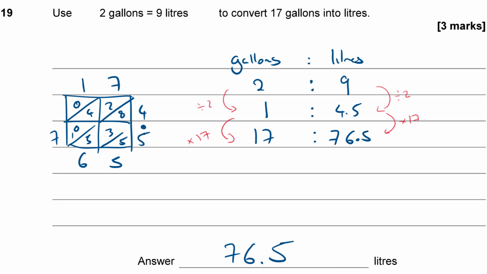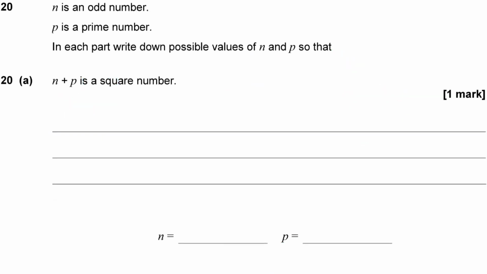76.5 litres. You might multiply differently. You just need to have a method that works for you for this exam. Question 20. N is an odd number, P is a prime number.